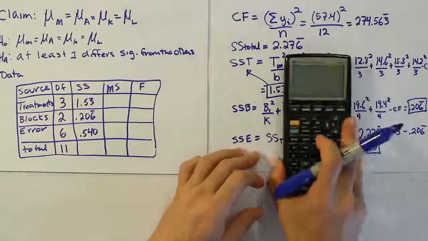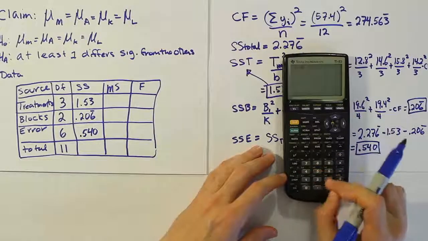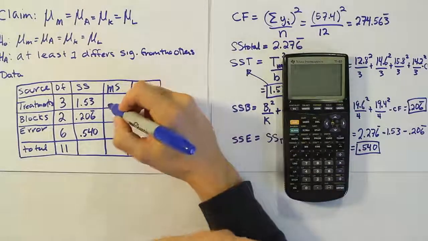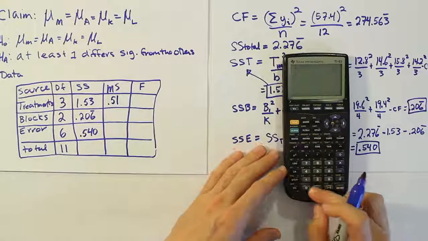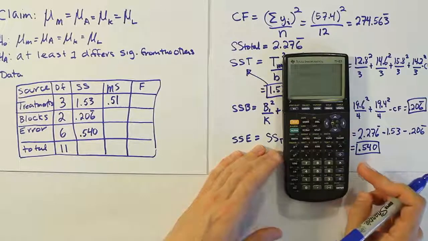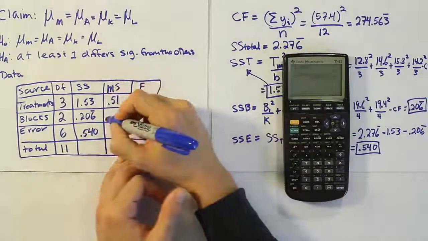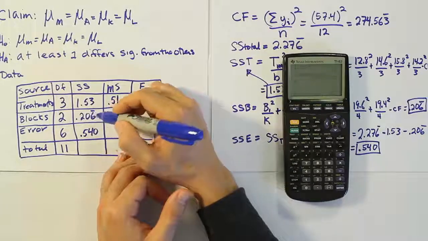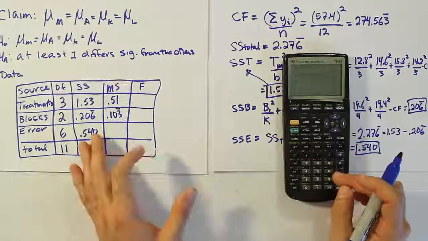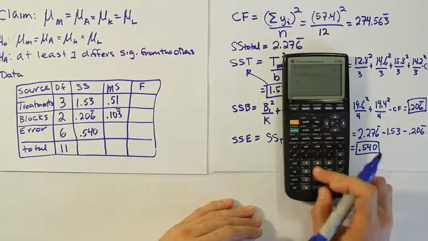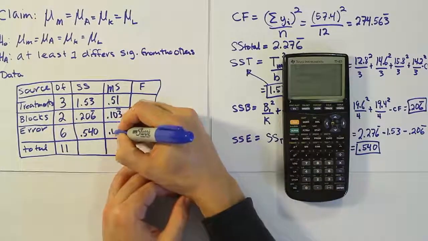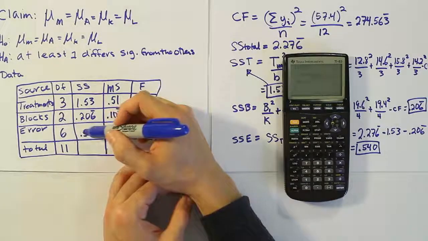So let's do that then. Let's go ahead and do 1.53 divided by degrees of freedom 3. And we get the answer 0.51. And if we do 0.206 repeating divided by 2, we get the answer 0.103. Of course, that makes sense since it's half of 0.206. And of course, that 3 is repeating as well. And of course, if we put this in there, we'll get the 0.09 value. So 0.540 divided by 6. And you see, of course, we get 0.09, which is the result when you do 6 into 0.54.